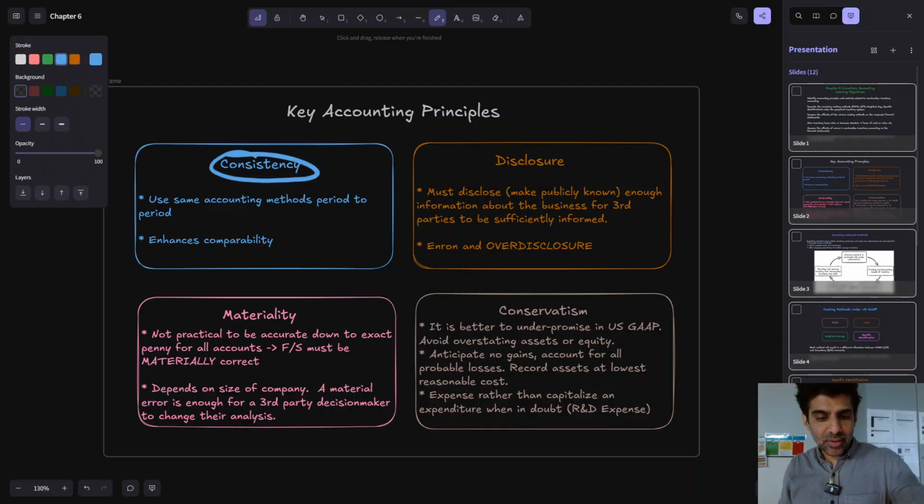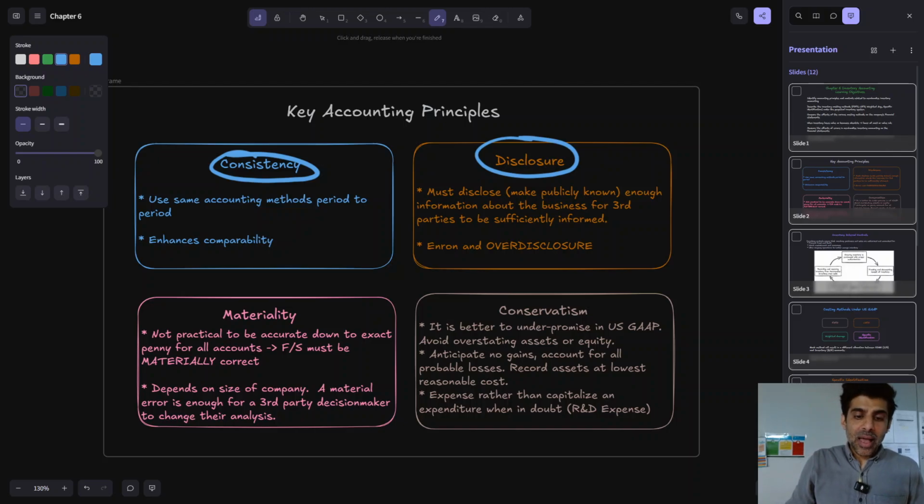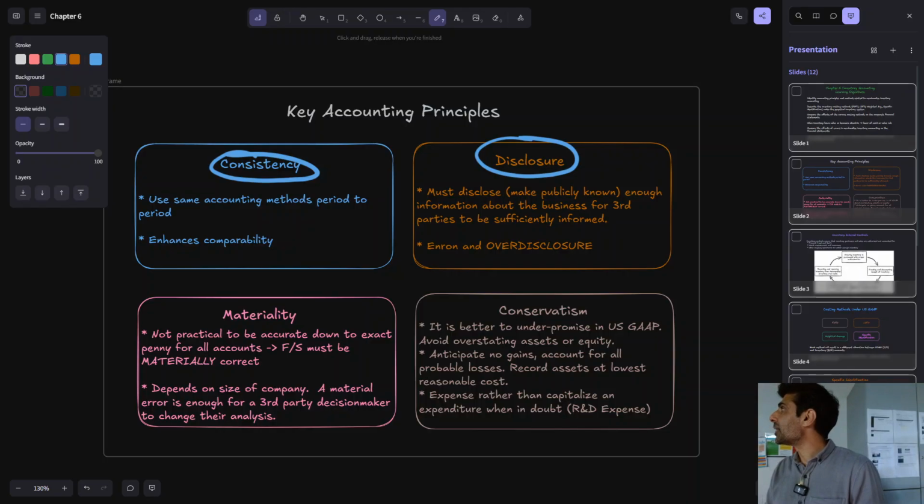Okay, what about disclosure? So disclosure means that your business has to disclose enough information about what you're doing, what methods you're using, what's going on with your business, what accounting assumptions you're using, so that whoever is reading your financial statements can make an informed decision. Okay. Now, this can also be abused.